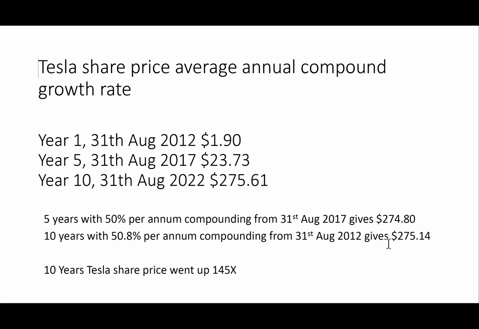In this video, I want to look at a different class of investment, and we'll look at shares. In particular, we'll look at Tesla's share price, which I believe has the largest growth over the last 10 years. So those are the prices here. Year 1, 31st of August, 2012, $1.90. Year 5, five years later, at $23.73. Year 10, $275.61. Now, how do I get those prices here?